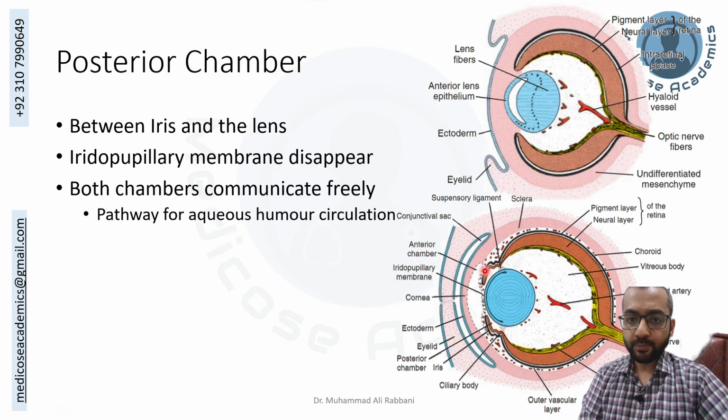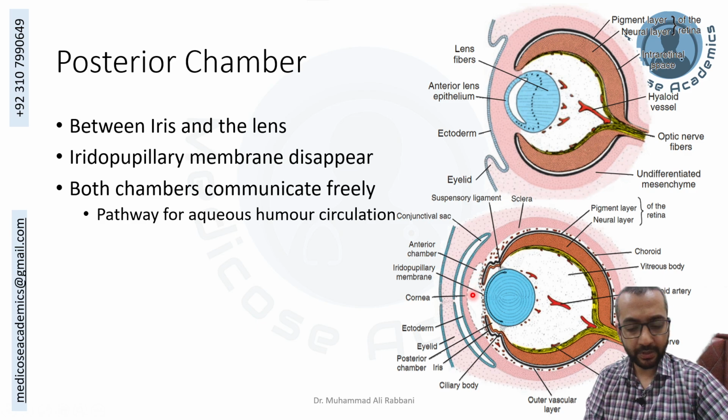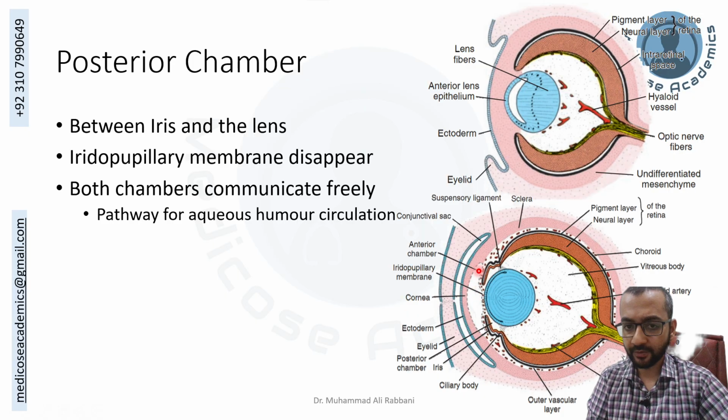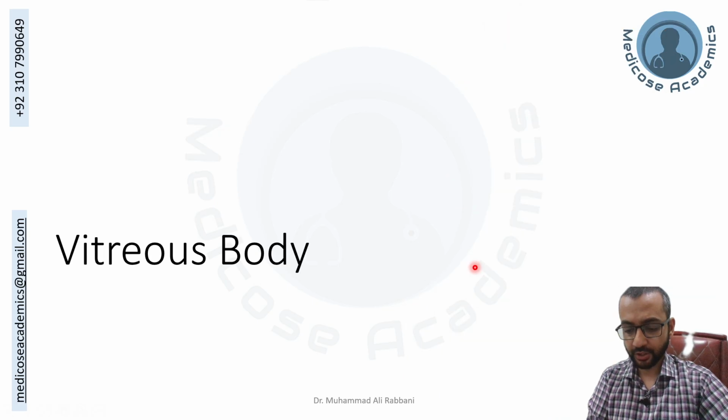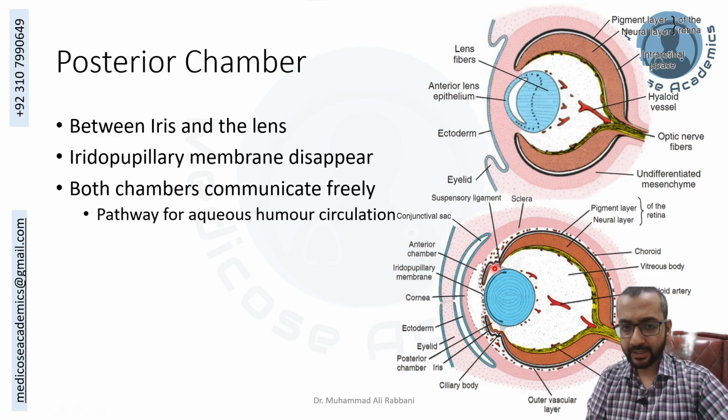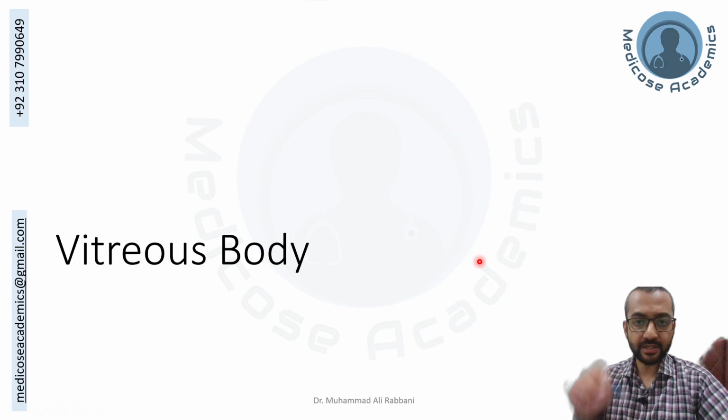Then there is the posterior chamber, the part behind the iris in front of the lens. This is the posterior chamber, and it is simply made as this vacuolation continues, and the iridopupillary membrane is dissolved and disappears. And when it disappears, the posterior chamber and anterior chamber become freely communicating with one another, giving a pathway for the aqueous humor to go from the posterior chamber to the anterior chamber. We'll again discuss in detail in histology how it's produced from here, goes through the pupillary opening and to this angle, the iridocorneal junction, and here the trabecular meshwork and the canal of Schlemm give the place for drainage.